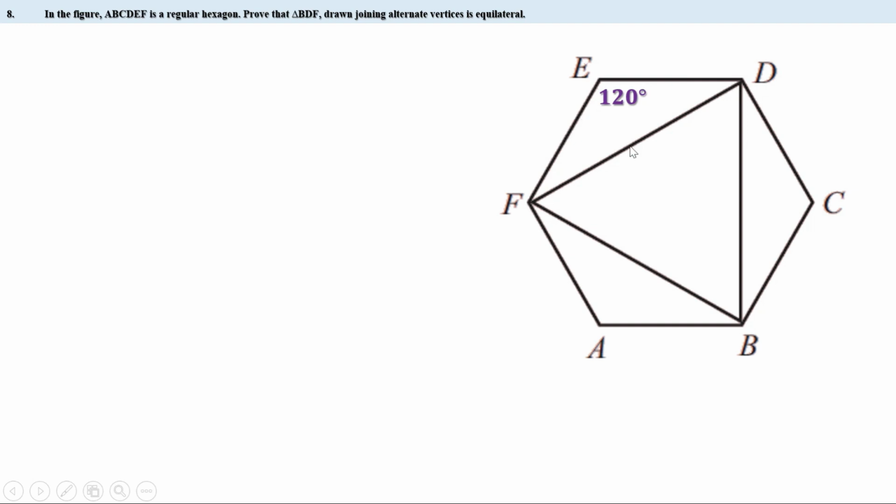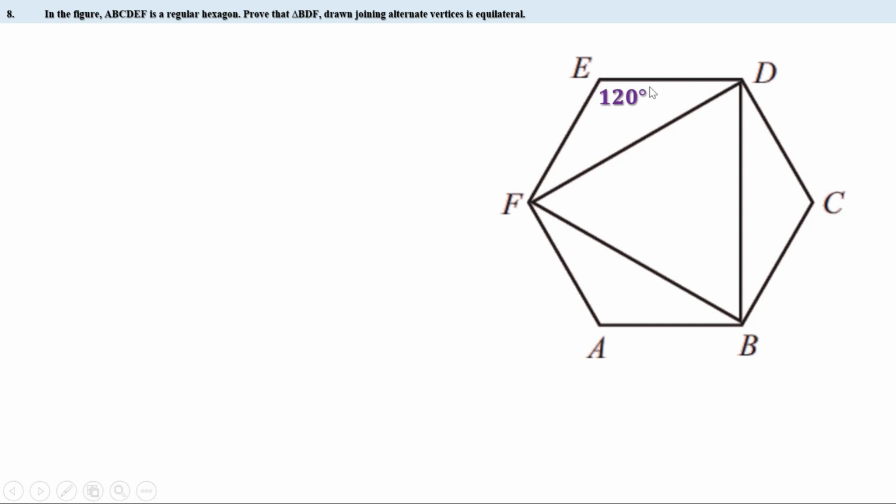Now look at triangle DEF. The two sides DE and EF of this triangle are equal. Therefore, it is an isosceles triangle. In an isosceles triangle, two angles are equal, or the angles opposite to equal sides are equal. Therefore, these two angles are equal.